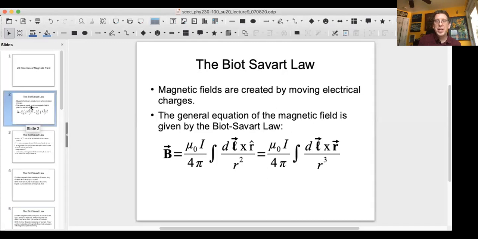So we have B, the magnetic field, is equal to mu naught times I over 4 pi. Mu naught is a universal constant. We'll talk about that in a couple of minutes. And I is the current. And you're multiplying that by the integral of dl cross r hat over r squared, or you could also write that as dl cross vector r over r cubed. And so what do all those terms mean?